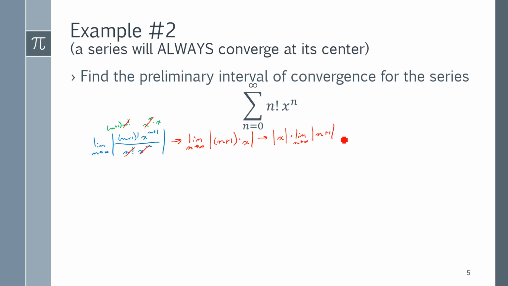But that limit is going towards infinity, and no matter what x is, times infinity I'm approaching infinity. It's impossible to have that be less than 1. So that means that this series diverges for all x's except its center, which in this case, I'm not subtracting anything from x, so the center is 0.